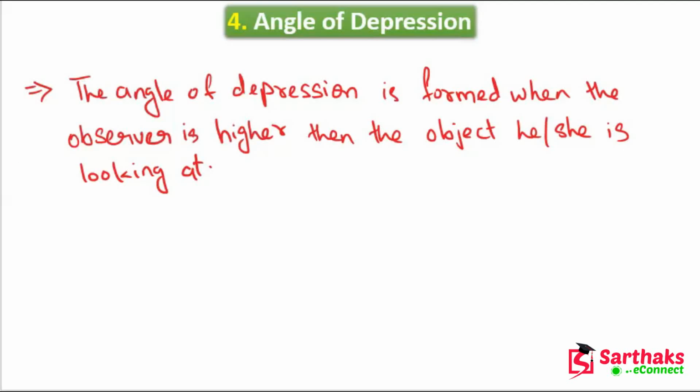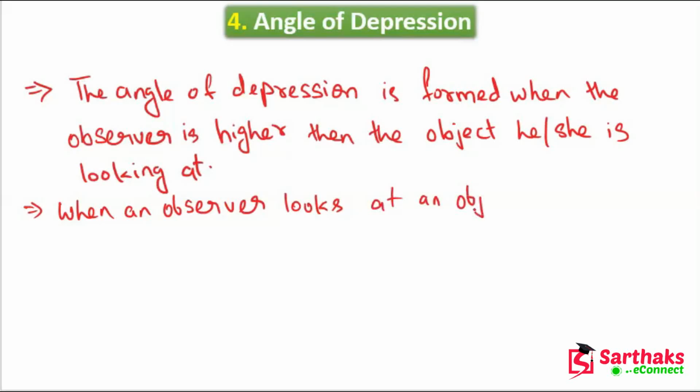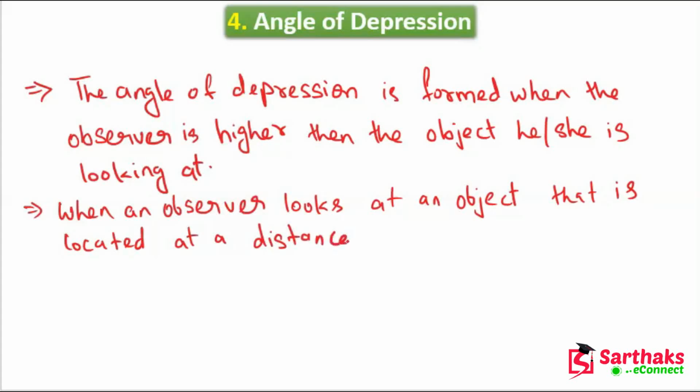So when an observer looks at an object that is located at a distance lower than the observer, the angle formed is known as the angle of depression.